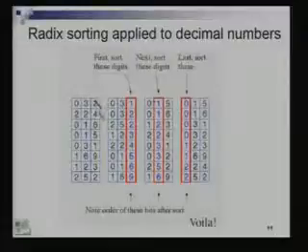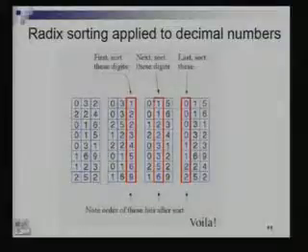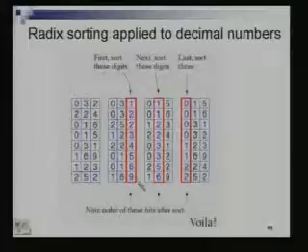Right? Now there is nothing sacrosanct about binary numbers. I can also apply the same technique to decimal numbers. Right? So what do I do? First I sort with respect to the rightmost digit, which means that the ones would come before the twos, would come before the threes, and so on and on. Again the sorting is stable.